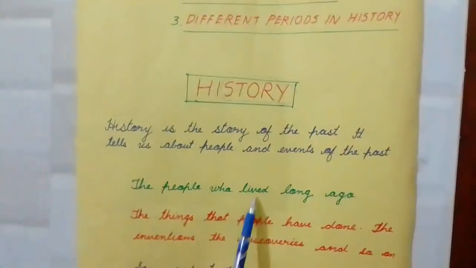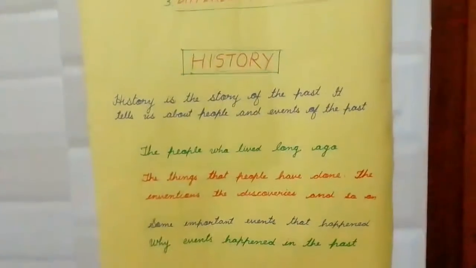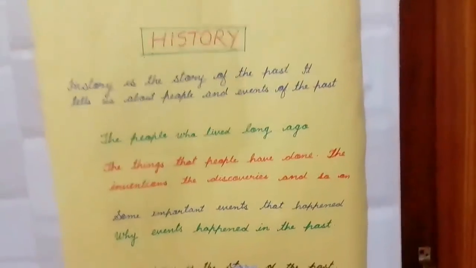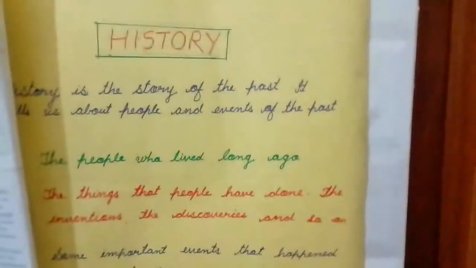First point, the people who lived long ago. For example, rulers, leaders, saints, painters, musicians, and so on. In your book, we have some pictures given. Emperor Ashoka, a great ruler. Kabir, a popular saint. How do you come to know about these people? Because the study of history helps us to know about these great personalities.